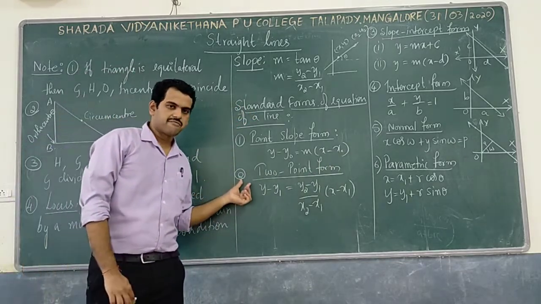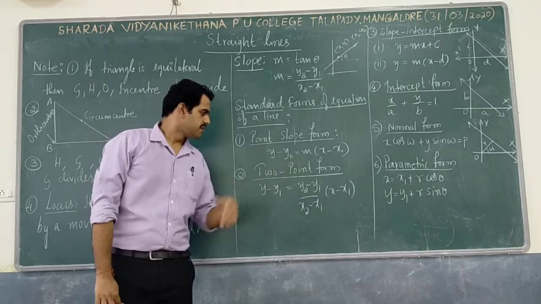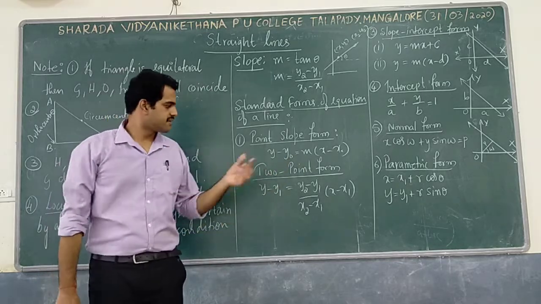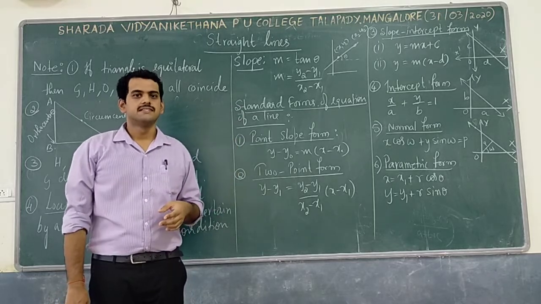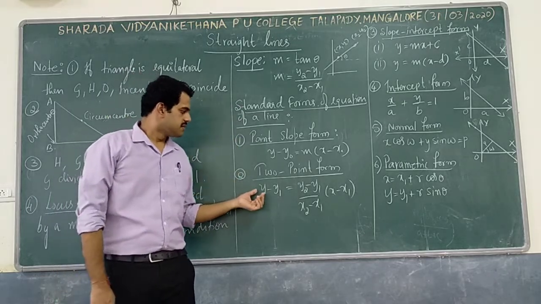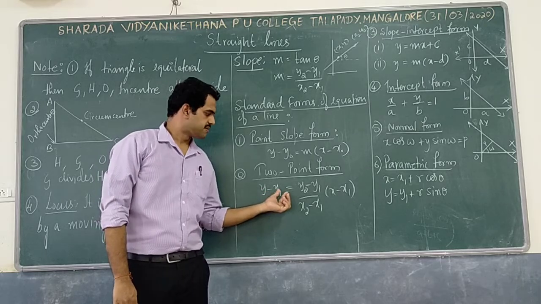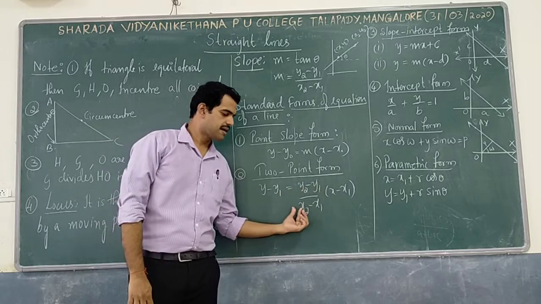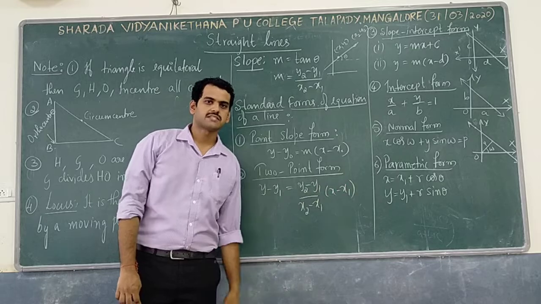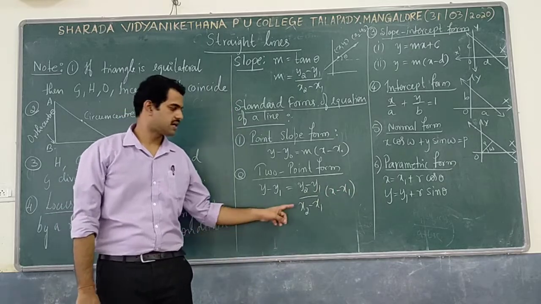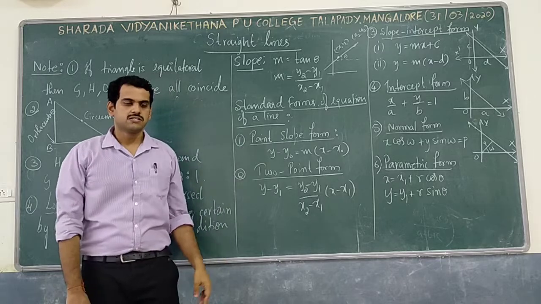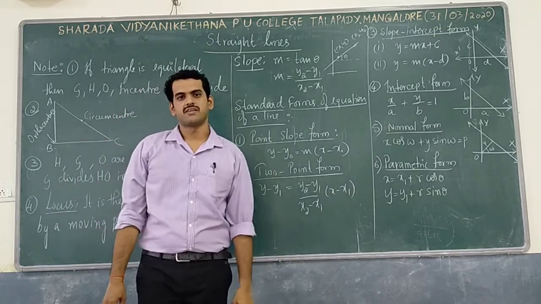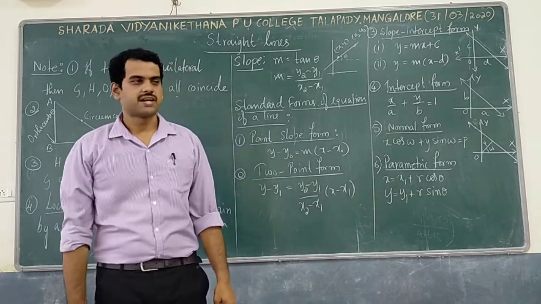Now coming to the second form, that is the 2-point form. As the name suggests, if you know 2 points on the straight line, then it is given by y minus y1 is equal to y2 minus y1 by x2 minus x1 into x minus x1. Please note that this is nothing but the slope of the straight line. So that is going to be the 2-point form of the equation of the straight line.